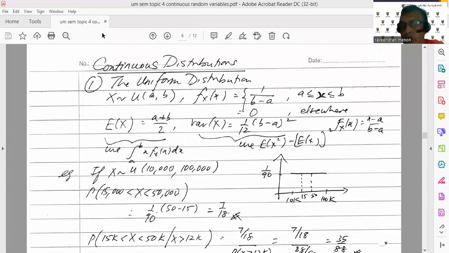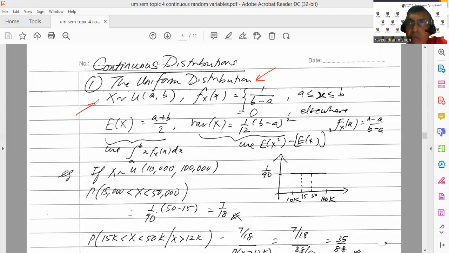Now that we have talked about the general ideas involved in continuous random variables, let's talk about some specific distributions of continuous random variables. The first distribution that we'll talk about is the uniform distribution. First, let's take care of the definitions.